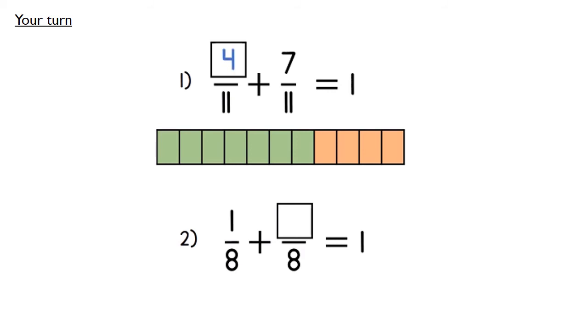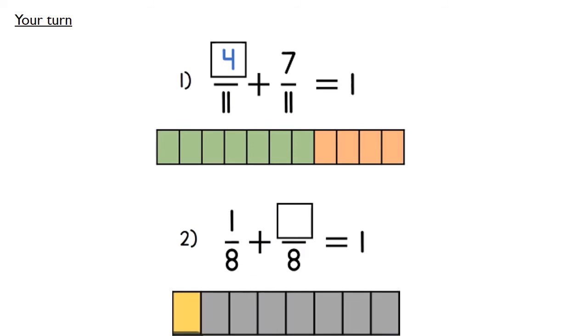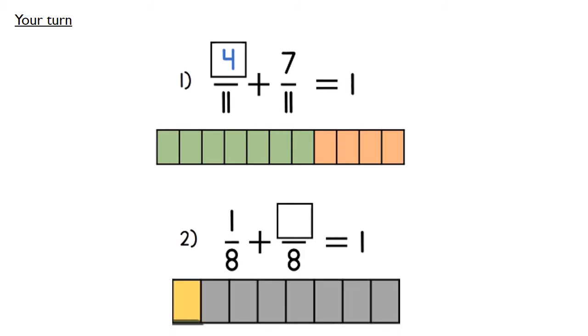Okay, number 2. So 1/8 plus how many eighths equals 1? So in this situation, your whole would be 8/8. So we have 1/8, which is coloured in yellow, and then we have the remaining 8ths in grey. So we know that 1/8 plus 7/8 equals 1.